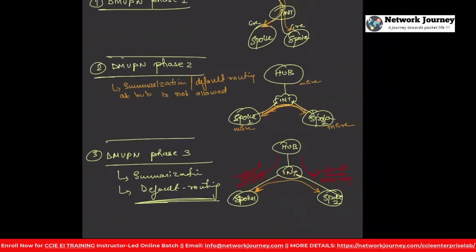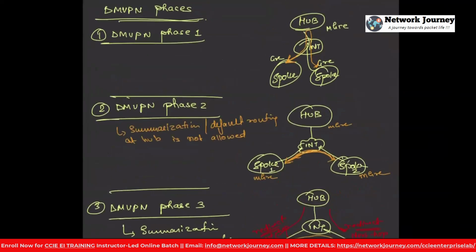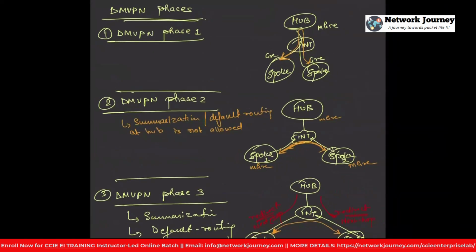So these are the three different phases, guys. The good news is that phase one is obsolete now, and phase two is also obsolete now. In production, you will find phase three only, which is used everywhere. But if you want to understand the complete DMVPN, we need to understand the whole configuration of phase one, phase two, and phase three.